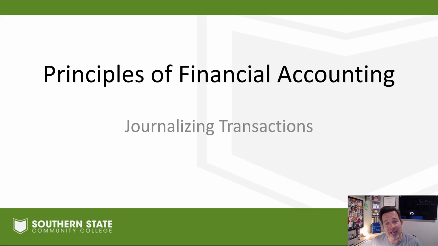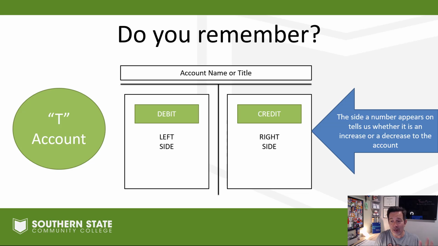But before we get into that, I want to take one step back and talk a little bit about T accounts. Now, in a video way back when, we talked about the T account is simply a device that we're going to use to analyze what's happening within any given account. We have the account name at the top, and of course it gets the name T account from the fact that it looks like a T. It has a left side, a debit side, and a right side, a credit side. And depending on where the number goes, debit or credit, that tells us whether the account is going up or down.